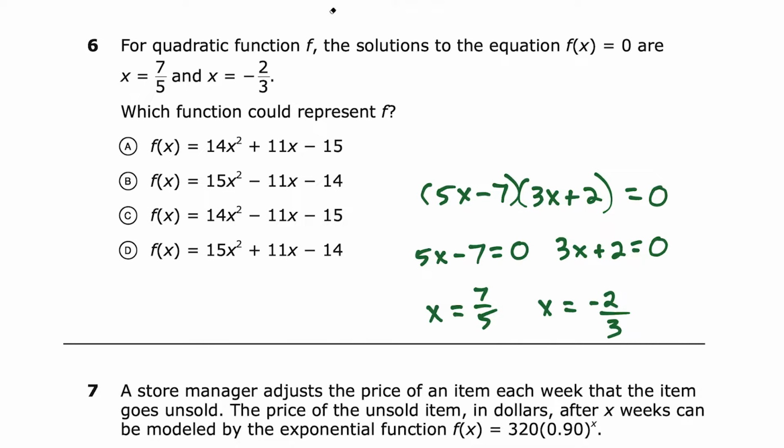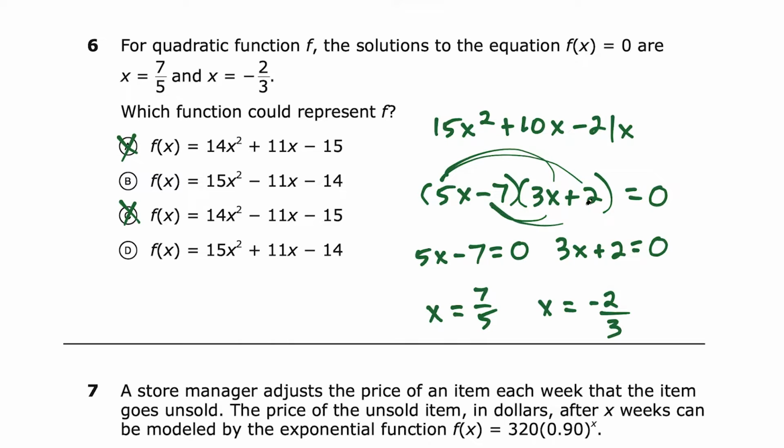So now I'm going to multiply this out, and we have 5x times 3x is 15x squared. So right away, I could see these two answer choices are gone. And then we have 5x times 2 is 10x. We have to distribute the negative 7 now, and we get negative 7 times 3x is minus 21x. And then we have negative 7 times positive 2 is negative 14, and this is all equal to 0.